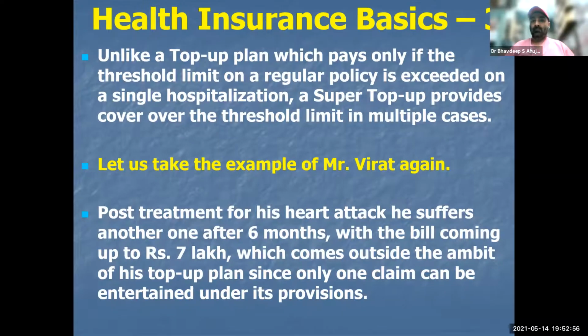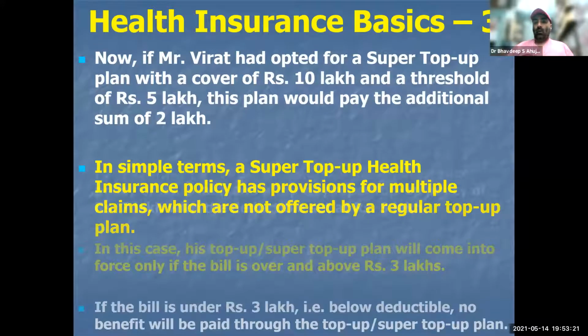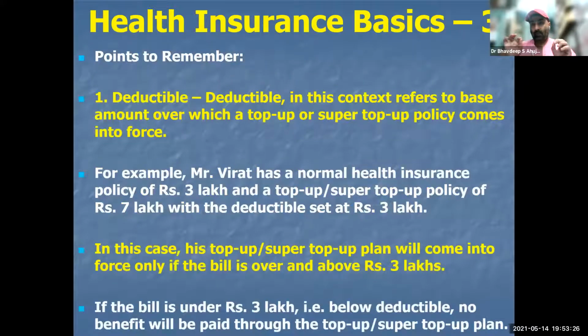How? Let's see. So if you have a super top-up of another 10 lakh, again a threshold of 5 lakh, the plan would pay the additional sum of rupees 2 lakhs. Again, deductible is 5 lakh and your threshold is 5 lakh. So it will be paying that. So it has provisions for multiple claims also, which are not by a regular or a top-up plan. So try to understand: what are the points to remember in the top-up and super top-up? It's not finished yet. I'll be giving you a few more examples.